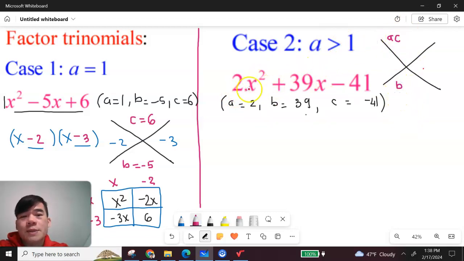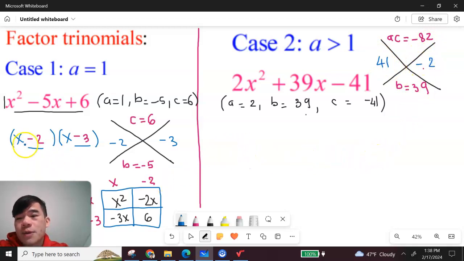A times C, which means 2 times -41, so it's going to be -82. And then B right here equals 39. Alright, now we need to do mental math. We need to find two integers that multiply to -82 and add up to 39. So it should be 41 and -2.